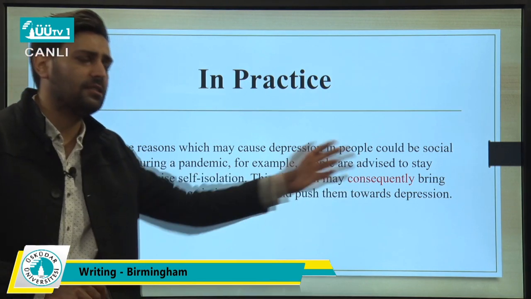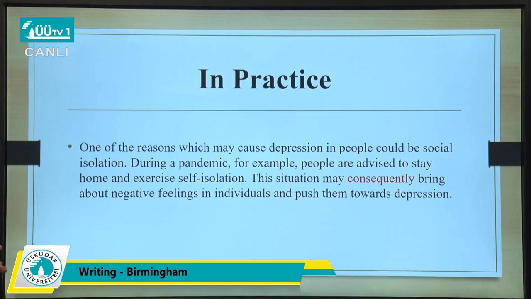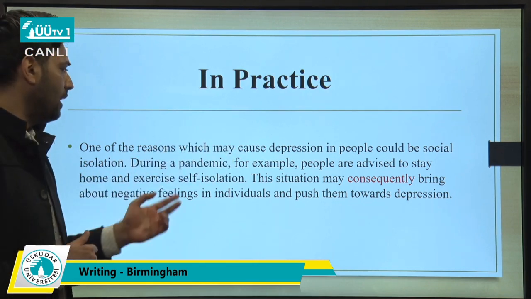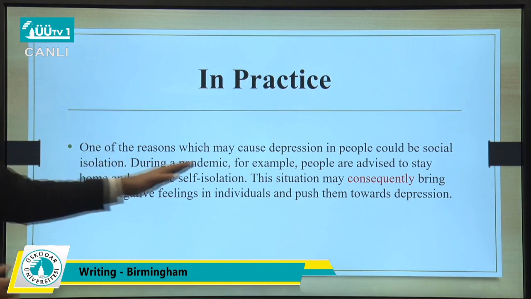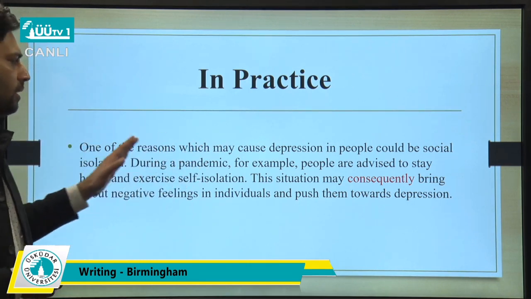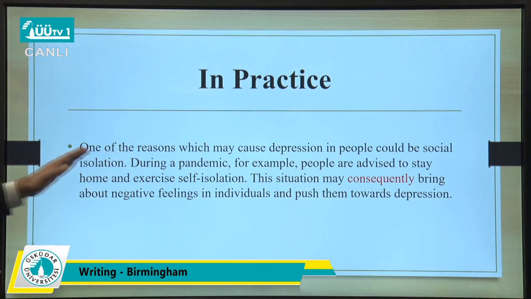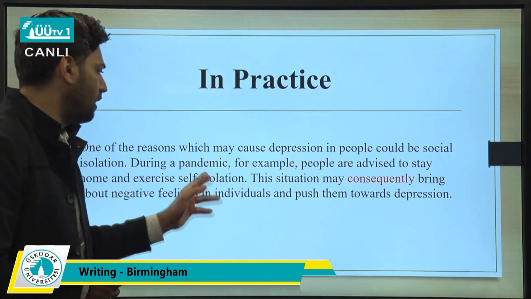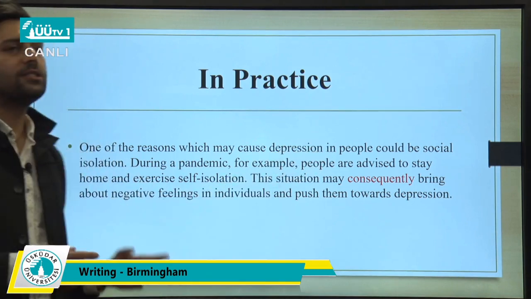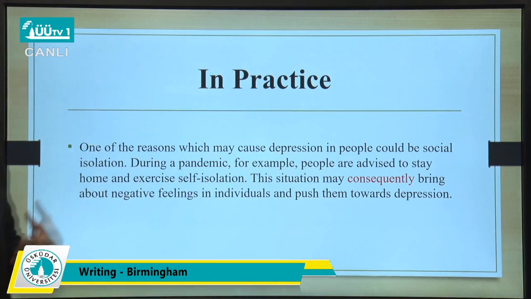You can see that this linker, consequently, forms a kind of cohesive circle, a loop, because in the topic sentence of my paragraph I've talked about one of the reasons that may cause depression, which is social isolation. Then I have tried to elaborate, to give details and support, with this cycle of cohesion, because I've explained how social isolation could lead or develop into a state of depression. During the pandemic, for example, people are advised to stay home and exercise self-isolation. This situation may consequently, so you can see that this situation could have an impact or consequence.